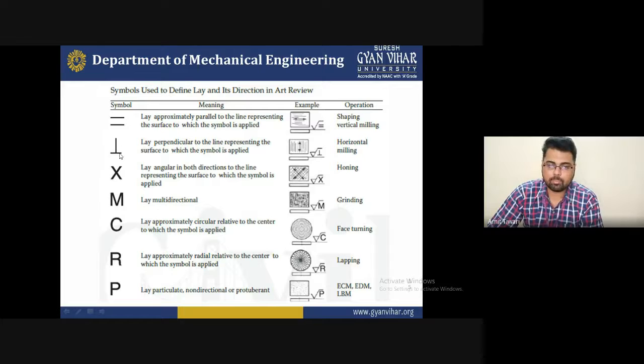If you are using the perpendicular symbol, it means the lay is perpendicular to the line representing the surface of the work to which the symbol is applied. That is an example like the horizontal milling machine. So you can see these are symbols with specific meanings, and after that you will select the appropriate operation for the particular example. Understanding these types of symbols will help you choose the operation and machine for that particular symbol.